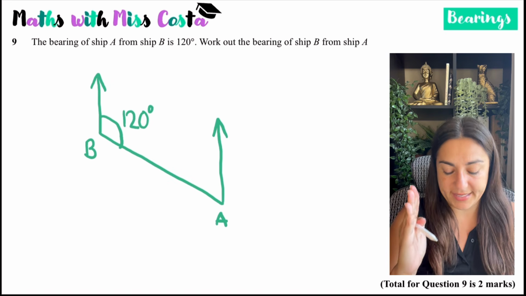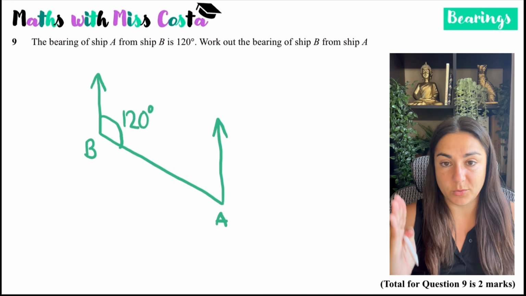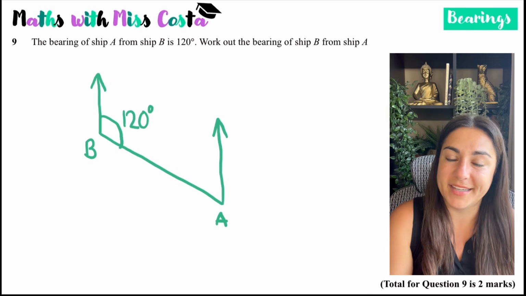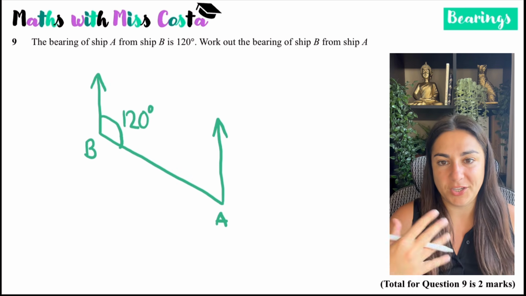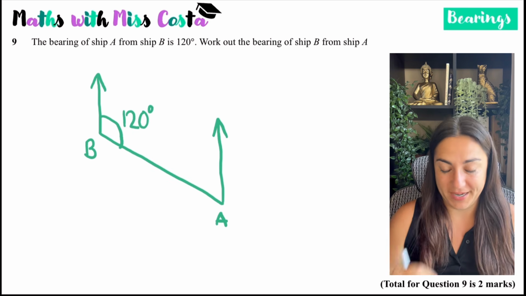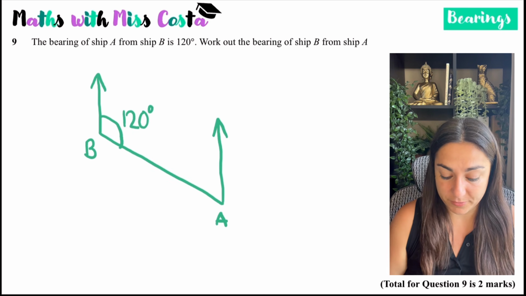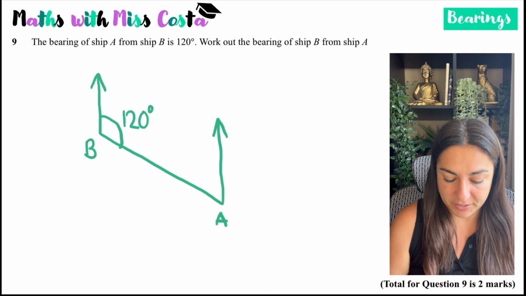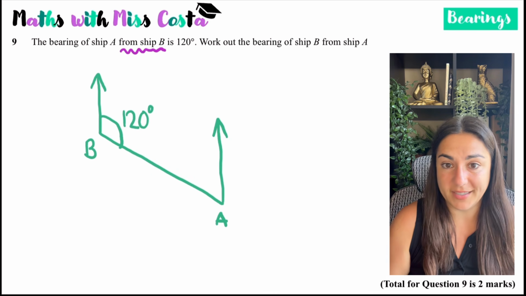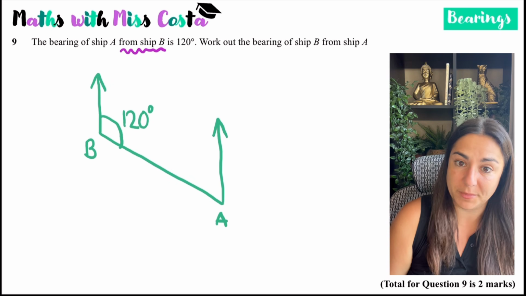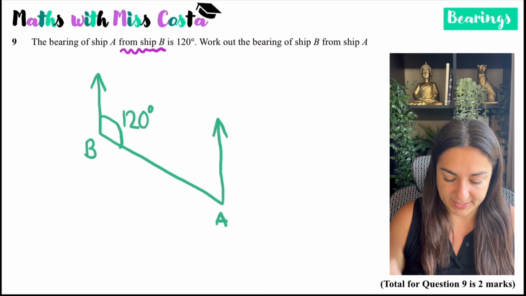Now with bearings, you always have a little line going up due north, and that's why bearings are so cool, because they always create parallel lines, and we can use the laws of parallel lines to help us out here. So the bearing of ship A from ship B is 120 degrees. Remember that when we're doing bearings, it says the bearing of ship A from ship B, so we always start from where it says from. So it says from ship B, that's why ship B is the one that comes first.